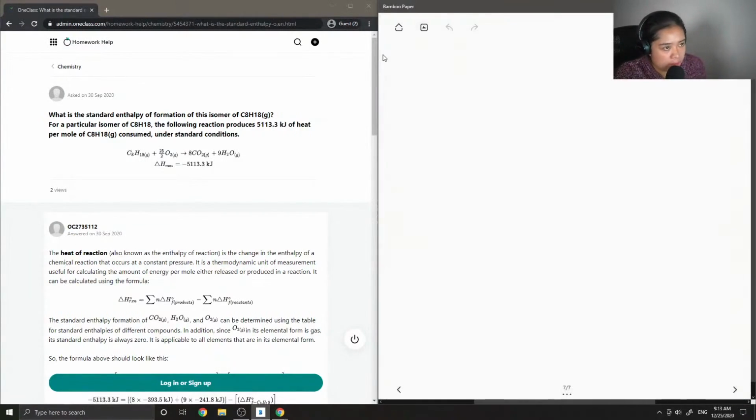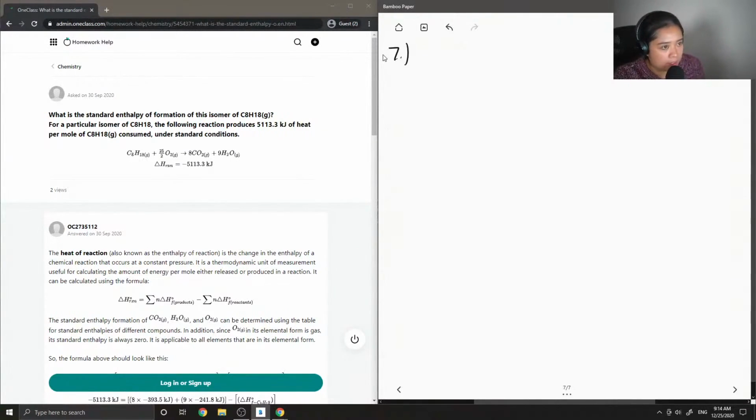Okay, so question 7. What is the standard enthalpy of formation of this isomer C8H18 for a particular isomer? The following reaction produces 5,113.3 kilojoules of heat per mole of, I guess this is octane, consumed under standard conditions.